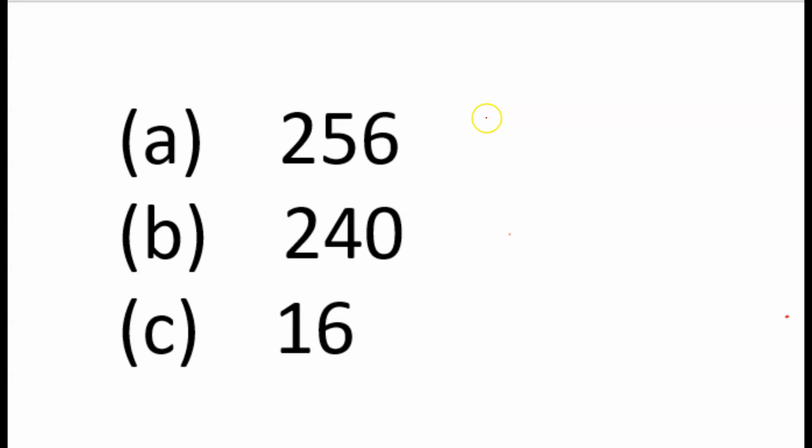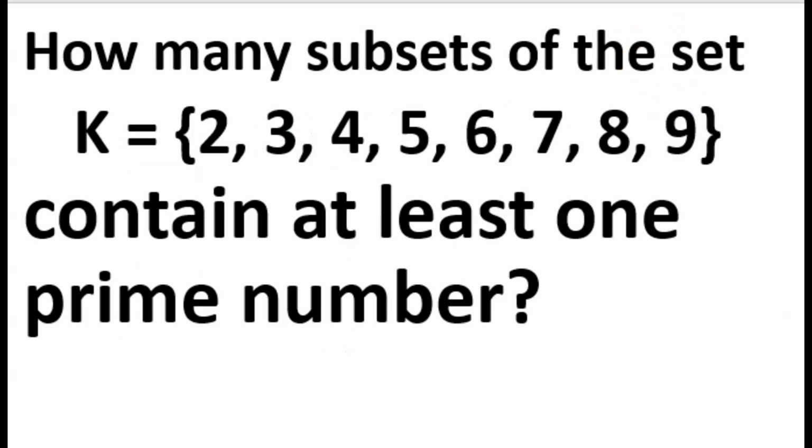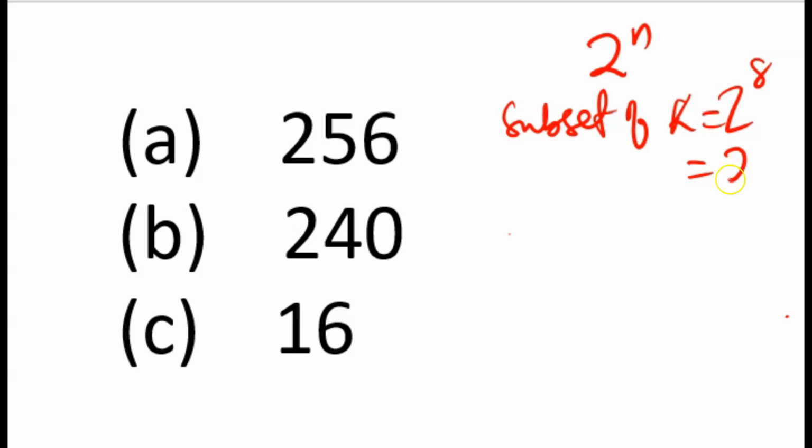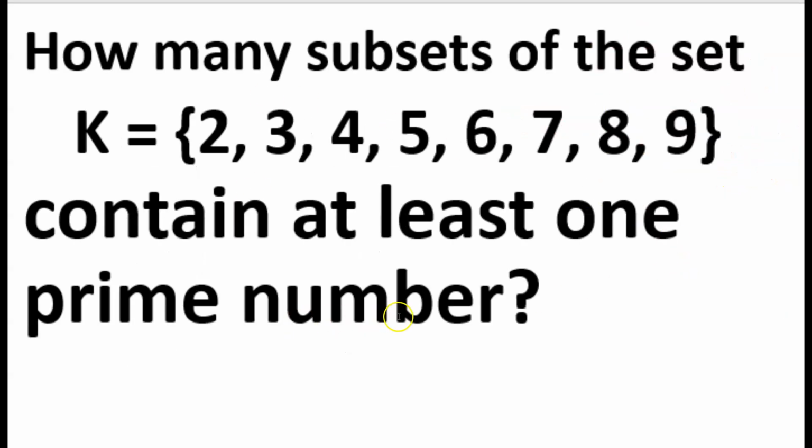To find the number of subsets of a set, the formula is 2 raised to the power n. This n here is the number of elements. So for example, this K here, the elements are 1, 2, 3, 4, 5, 6, 7, 8, 9. So the number of subsets of K is 2 raised to the power 9, which is 512. But the question said at least one prime number.